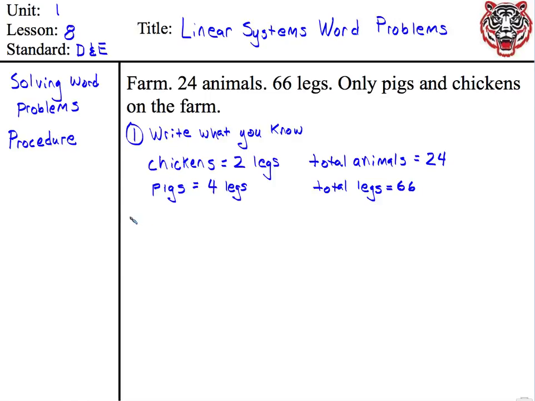Okay, so step 2. What do we want to know? What are we looking for? How many chickens and pigs are on the farm? I guess I didn't really specify in that question, so sorry.